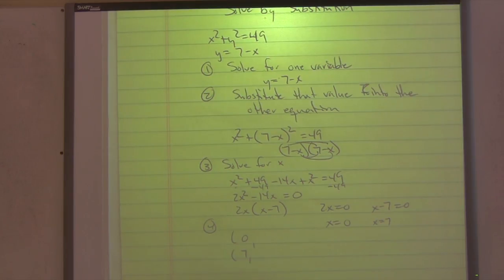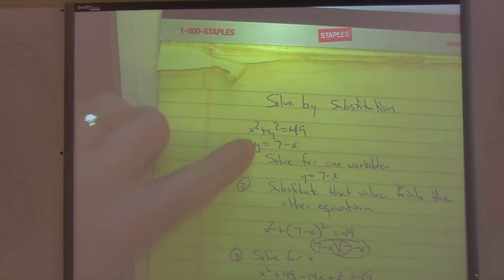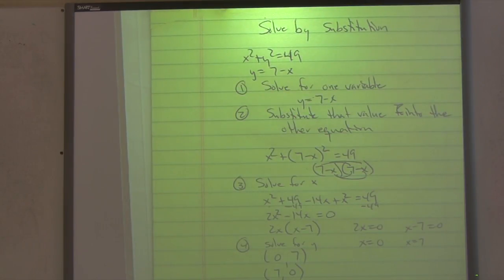And so we've got our two values, and now we solve for y, which just means we plug these back into either one of the equations. I can plug it into this one or this one and solve for y. It'd be much easier to solve it in this one, so you just plug in 0, and 7 minus 0 would be 7. And plug in 7, 7 minus 7 would be 0, and our answers would be (0, 7) and (7, 0). All right?